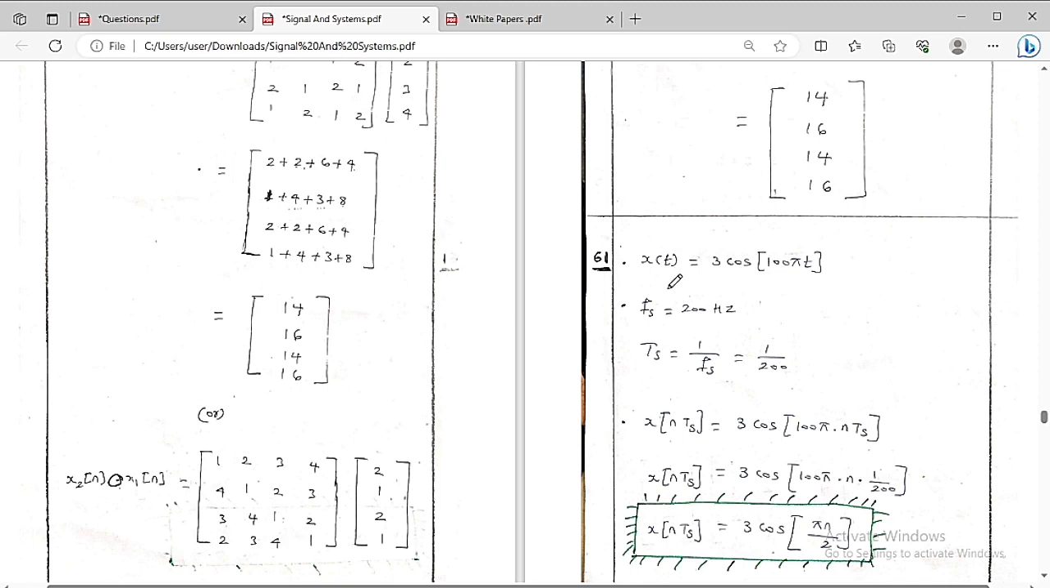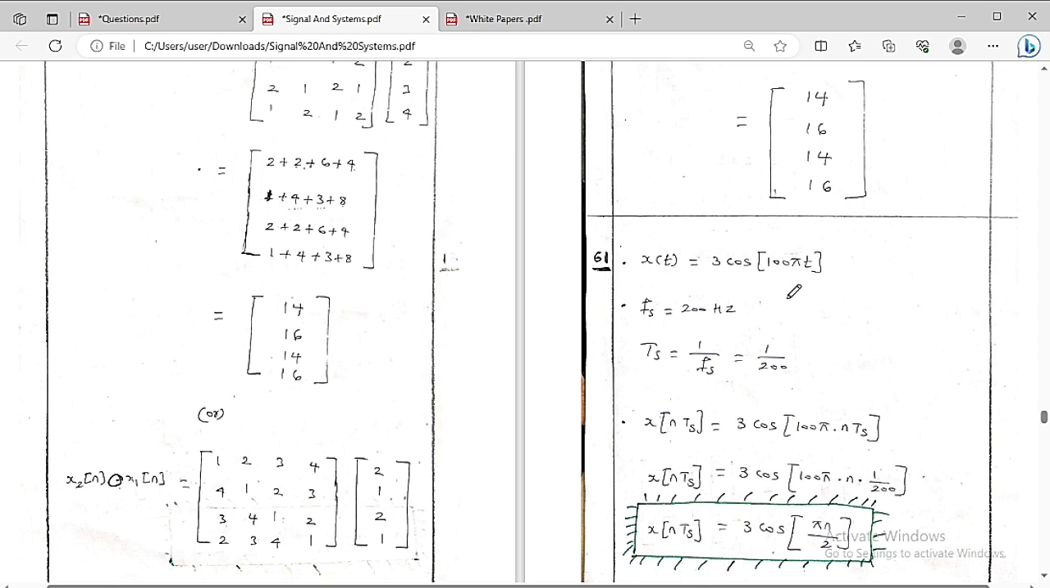So at each and every Ts, like 0 Ts, 1 Ts, 2 Ts, 3 Ts, similarly minus Ts, minus 2 Ts, only at these instances are we going to get the values. So replace t by nTs. Wherever t is there, replace t by nTs. So x of nTs is equal to 3 into cos of 100 pi into nTs.